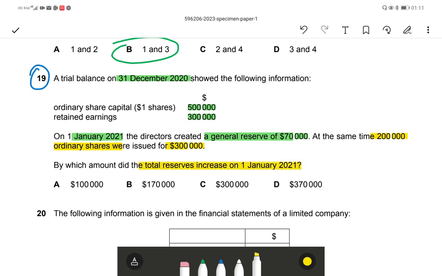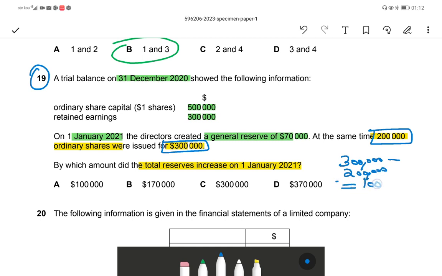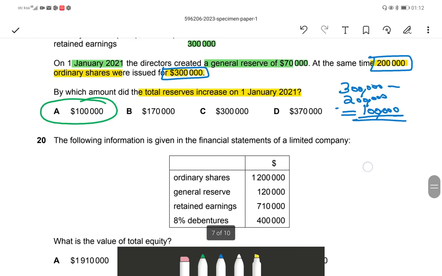Here actually they issued 200 for 300, which means it is at a premium. The premium is the reserve. So 300,000 minus 200,000 is equal to 100,000, which is the increase in the reserve. It's very easy. Option A is the correct answer.